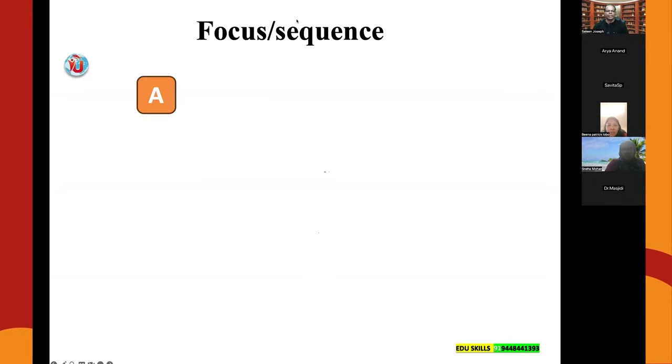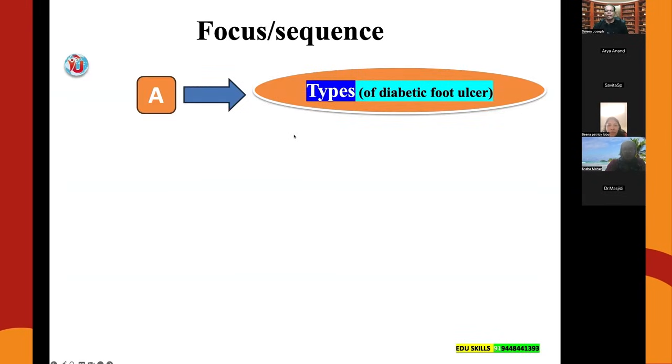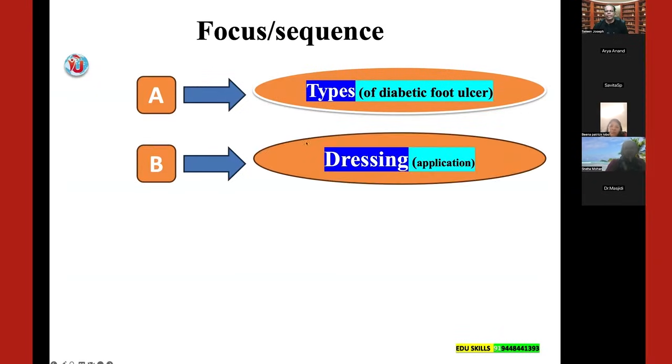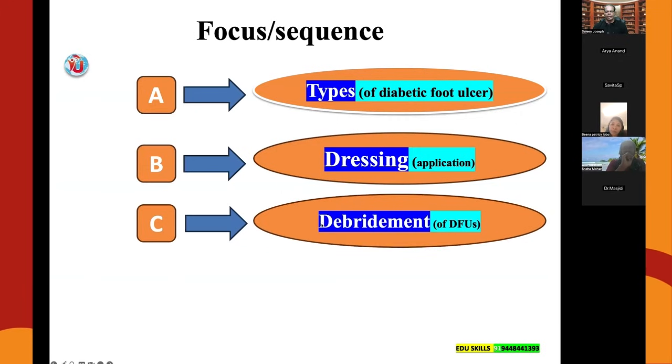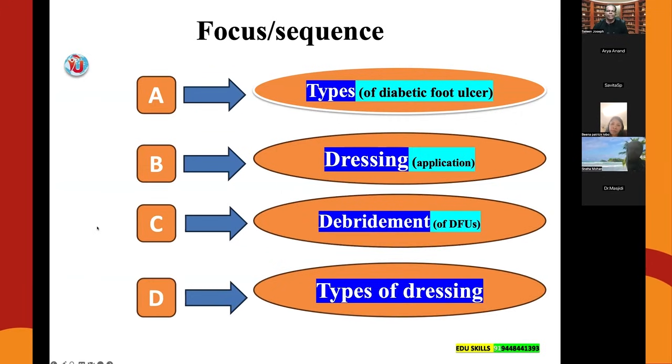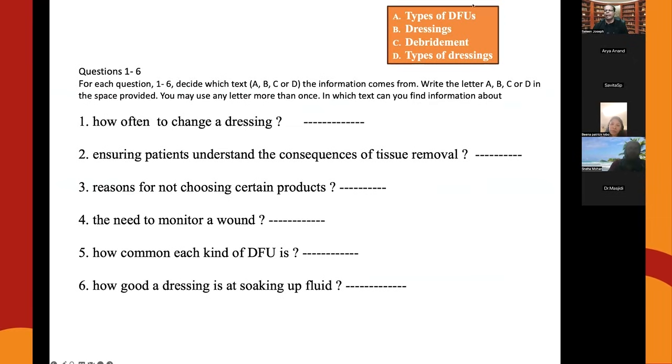Okay. Now, as I said, this is very important. Focus. Types of DFUs, dressing, application, debridement of DFUs, and types of dressing. Keep this always in mind, and as beginners practice, write down on top of each page these four topic headings. That's very, very important.